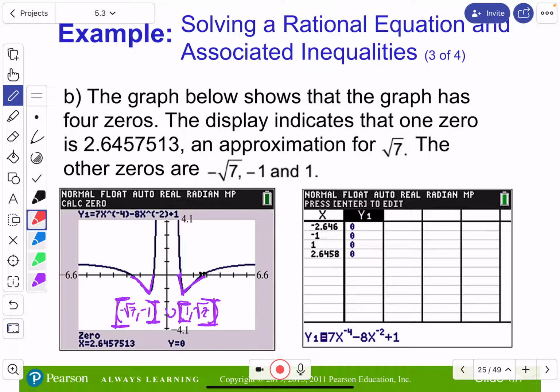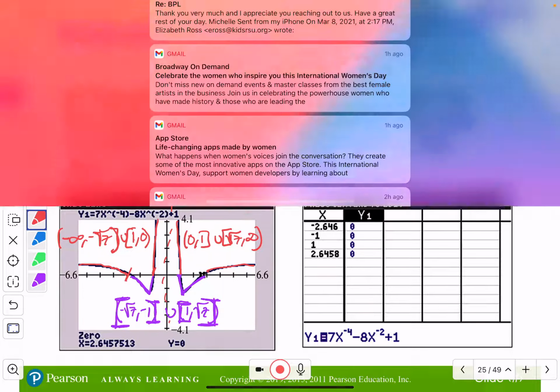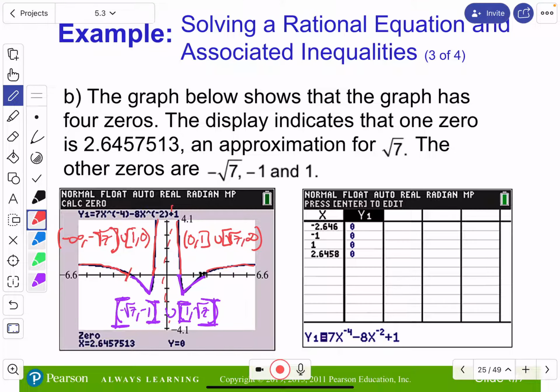If we were doing greater than, we have 4 pieces, so we need 4 parentheses. So negative infinity to negative root 7 is this first piece. This piece is going to be negative root 7 to 0, because 0 was our asymptote. This piece would be 0 to root 7, and this last piece would be root 7 to infinity. Now we have the parentheses at 0 because that's our asymptote. It can't actually equal 0.